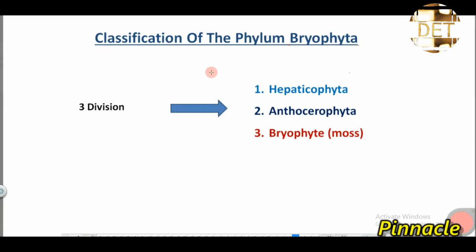So like we mentioned before, the phylum Bryophyta is classified into three main divisions. We have division Hepaticophyta, division Anthocerotophyta, and division Bryophyta. In the previous video, we looked at the division Hepaticophyta. In this video, we'll continue with the Anthocerotophyta and Bryophyta.